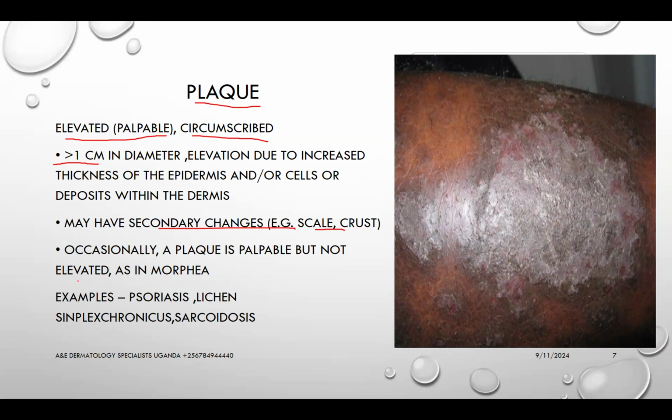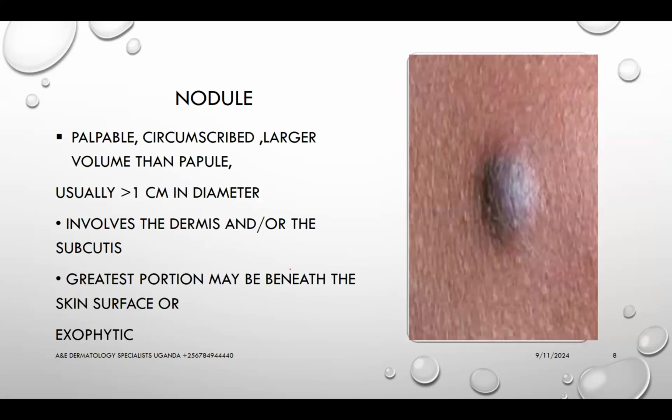So you can sometimes, when it is in a deeper layer of the skin, like in morphea, although this is not for this level, we can actually get a plaque that is not elevated above the skin, but when you palpate, you can feel something hard within the skin that also remains a plaque. Examples of conditions where we see plaques include psoriasis, lichen simplex chronicus, sarcoidosis, and the rest.